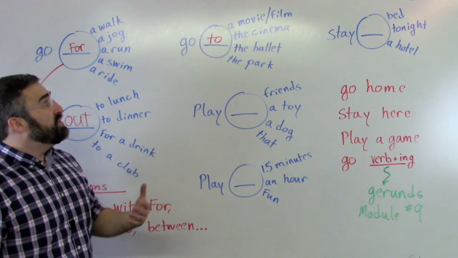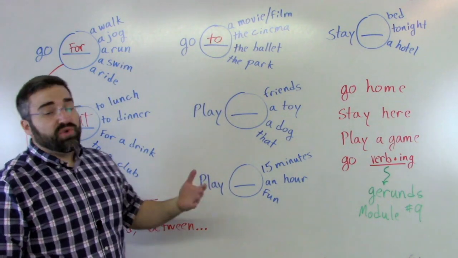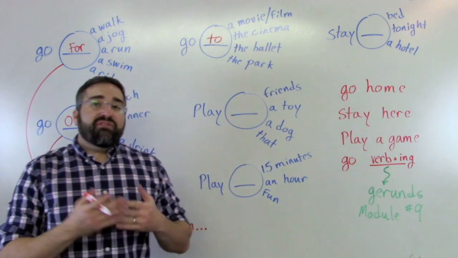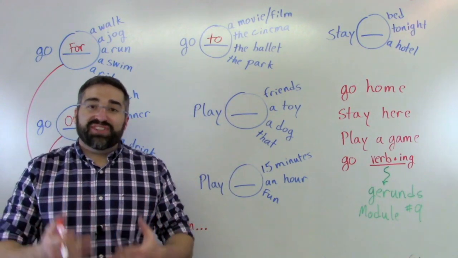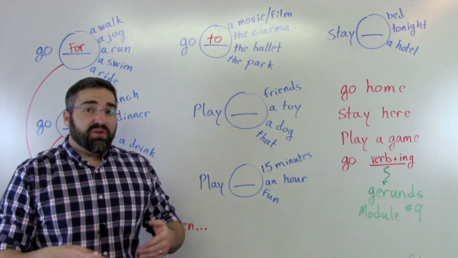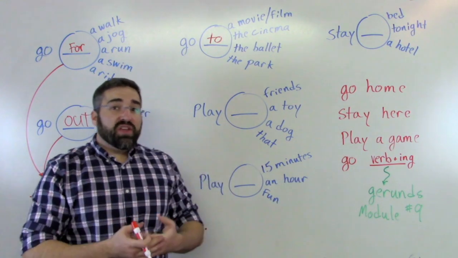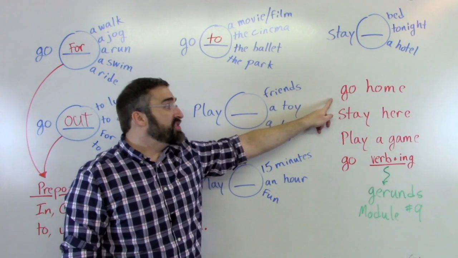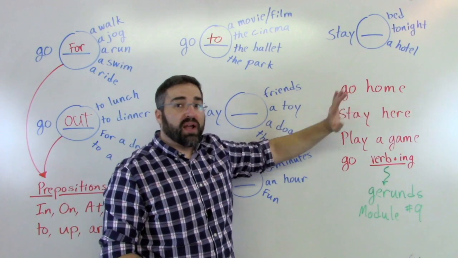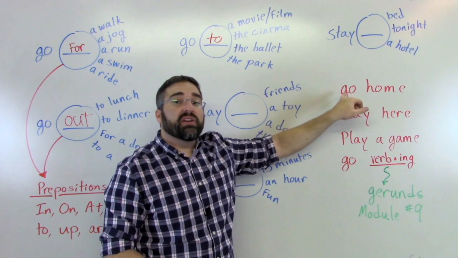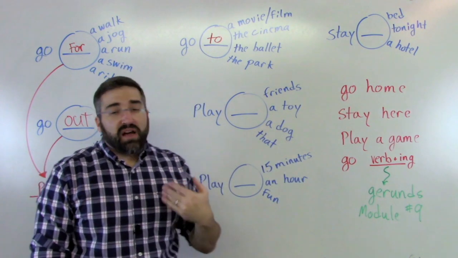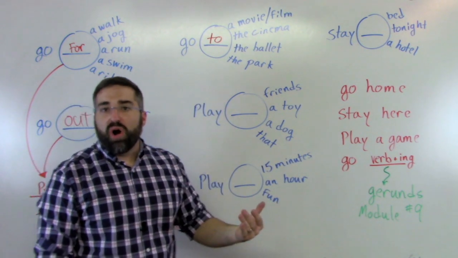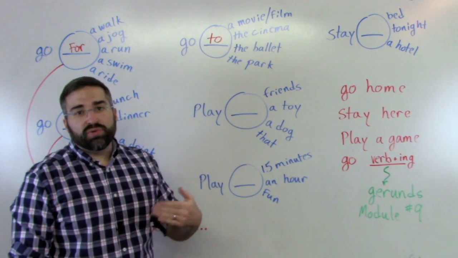Go to a movie or go to a film, go to the cinema, go to the ballet, go to the park. Almost every single time that we use go with a place, we use go to. However, we have one exception right here. We never say go to home, right? We don't say go to home. We say go home. I want to go home, right? What will you do after work? I'll go home, and not go to home.